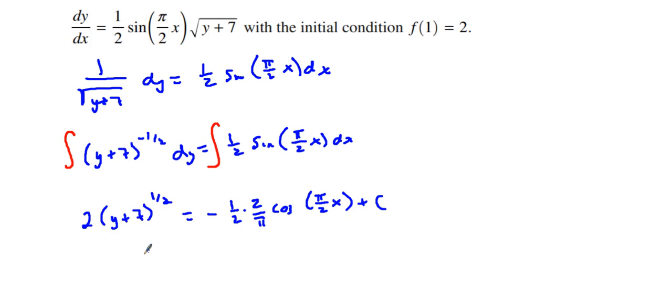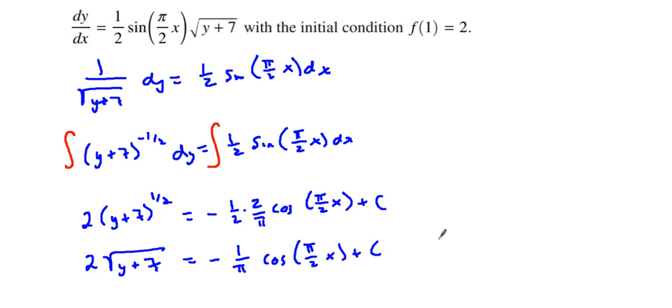Okay, so what do we have? We have 2 times y plus 7, and actually, what am I going to do? I'm going to change this to the square root. The square root of y plus 7. I'm going to clean it back up a little bit. Okay, and over here, I'm going to clean up this guy right here. So negative 1 over pi cosine of pi over 2x plus c.